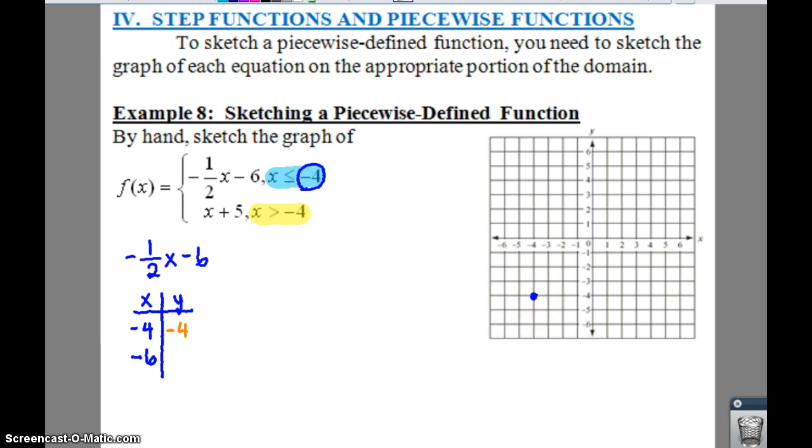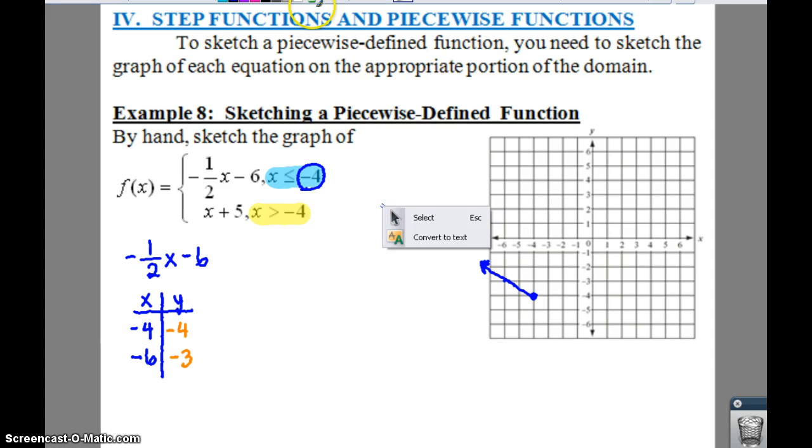So if we plug a negative 6 in, negative half of negative 6 is 3. 3 minus 6 is negative 3. So we're going to go back 6 and down 3. That's going to put us negative 1, negative 2, negative 3. Here's our next point. So if you start at your first point in your graph and you go to the left, here is your first piece of your function going to the left.